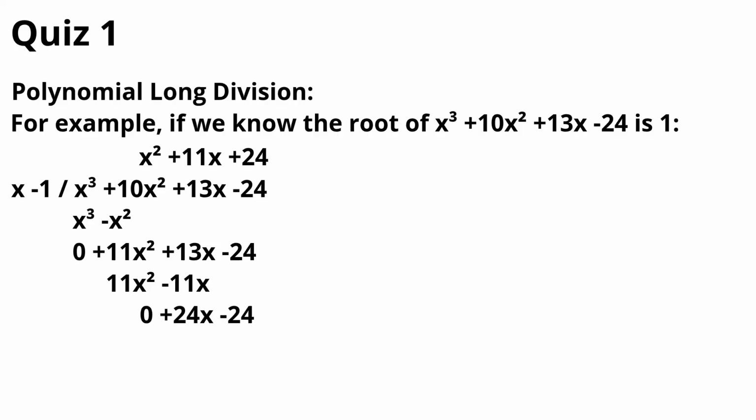Then we take 24 and multiply it by x minus 1, which gives us 24x minus 24. We subtract this line from the previous. So 24x minus 24x is 0, and negative 24 minus negative 24 is 0. So no remainders, which gives us our new factored equation, x minus 1 times x squared plus 11x plus 24.